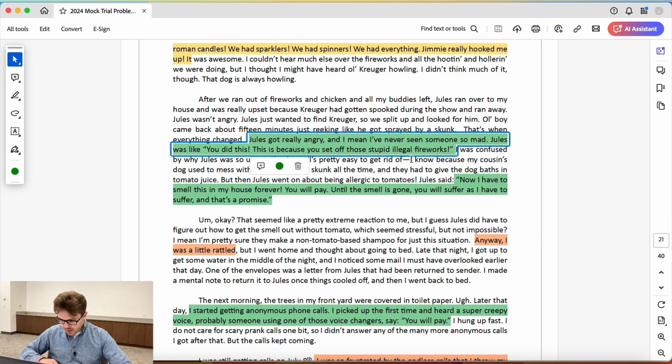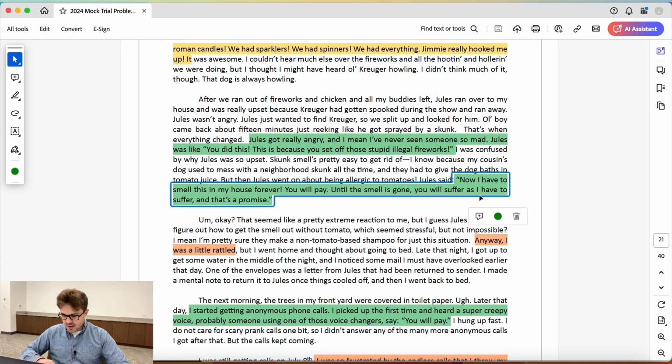"Jules got really angry. And I mean, I've never seen anyone so mad. Jules was like, 'You did this. This is because you set off those illegal fireworks.'" And then a little more right beneath, "Now I have to smell this in my house forever. You will pay. Until the smell is gone, you will suffer as I have to suffer. And that's a promise." Pretty easy to see how this is evidence that helps the prosecution side of the case, right?